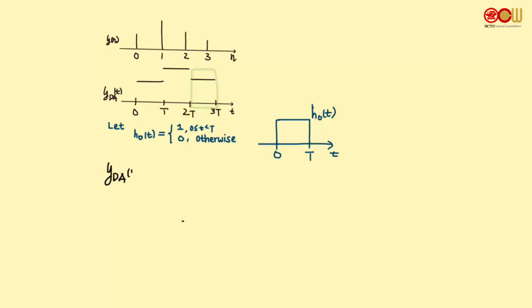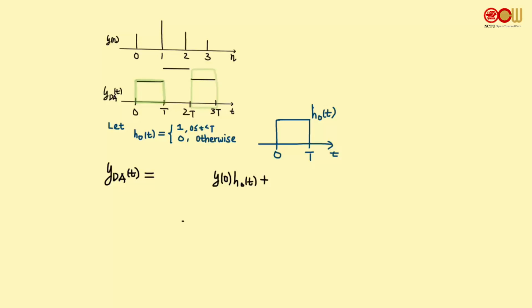Y0 of t, between 0 and t, it will be y0, its height is y0, and it's the rectangular pulse h0 of t, right?